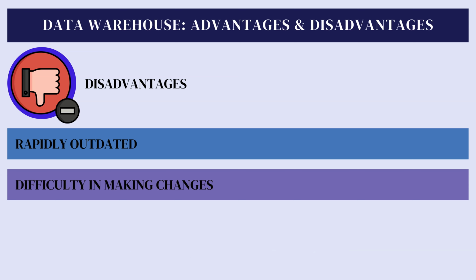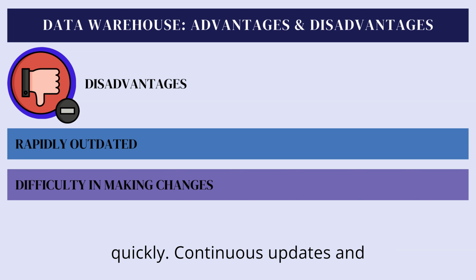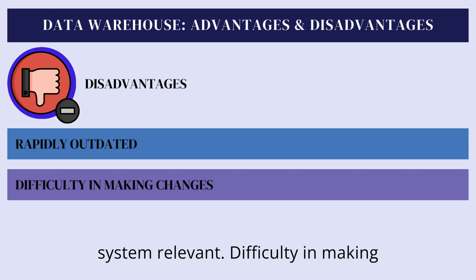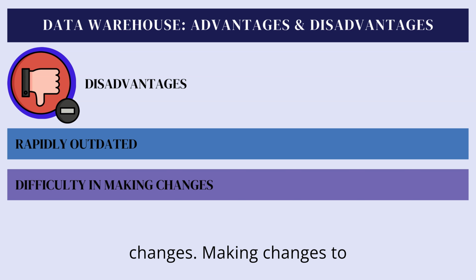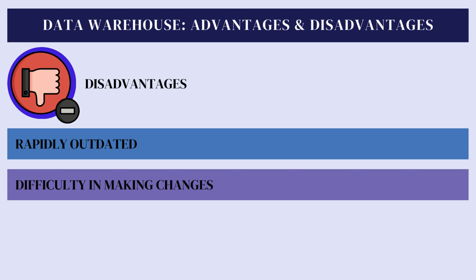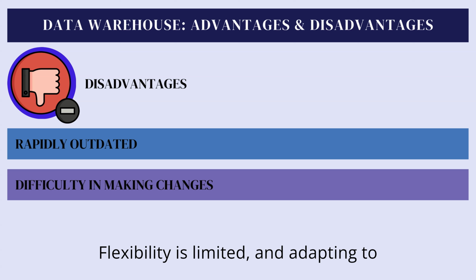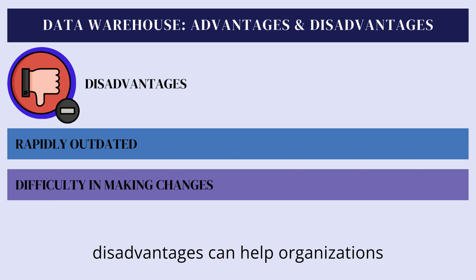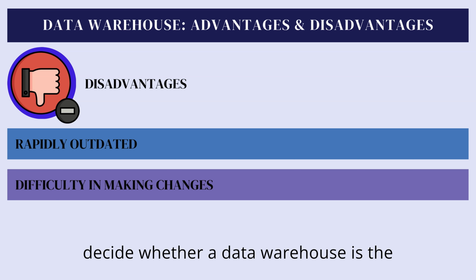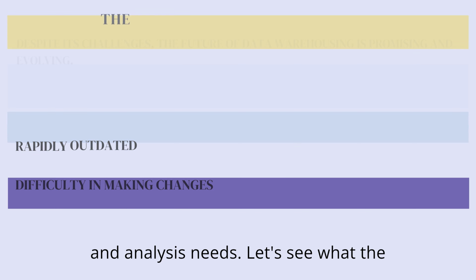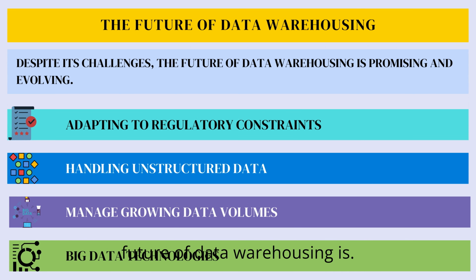Rapidly outdated. Data warehouses can become outdated quickly. Continuous updates and maintenance are necessary to keep the system relevant. Difficulty in making changes. Making changes to queries, indices, data sources, schemas, and data types is challenging. Flexibility is limited, and adapting to new requirements can be cumbersome. Understanding these advantages and disadvantages can help organizations decide whether a data warehouse is the right solution for their data management and analysis needs.